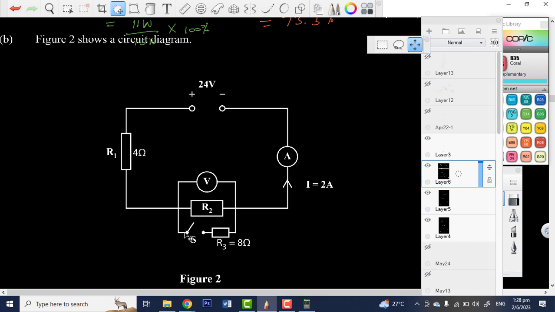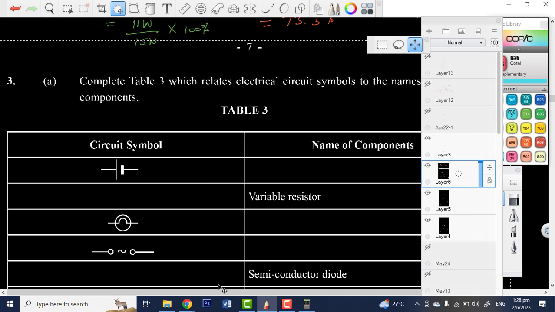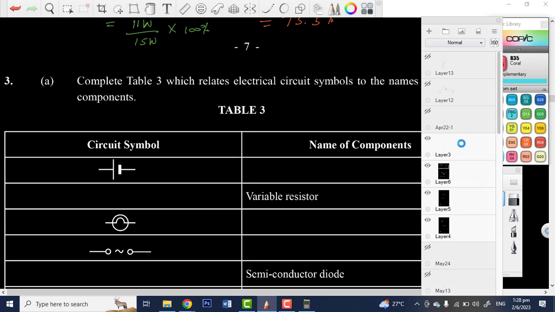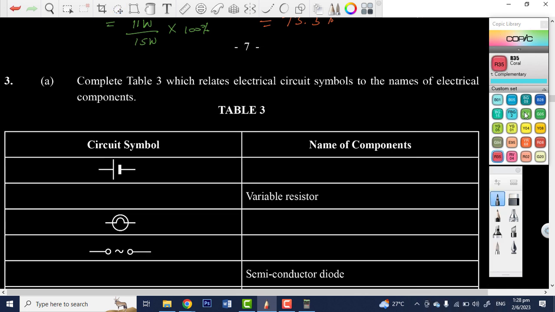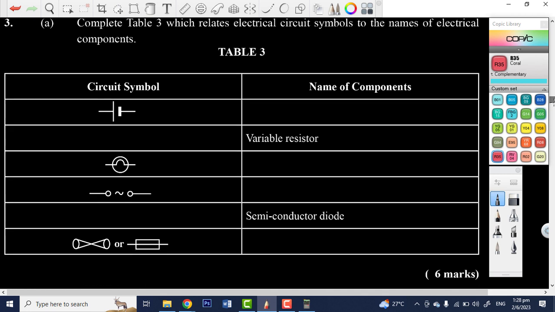So let's look at this thing now. All right. So this is the first part. I'm going to load the second part after. So let's start with this. All right. So it says we're to complete table 3, which relates electrical circuit symbols to the names of electrical components. All right, so first symbol, what's that? Cell, right? So this is a cell.